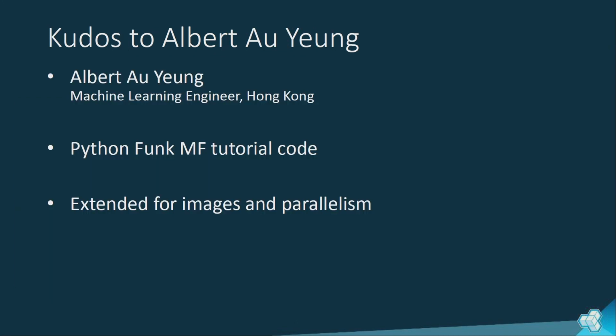When I learned about this method, I tried to find something in R. I couldn't find anything. I did find something subsequently, but instead of looking, I went and tried to write my own. So I found a little Python tutorial, a very simple article, which was very effective, and then rewrote everything in R. I added parallelism. I added its ability to handle images, and the guy who wrote that is Albert A. Young, a brilliant computer scientist and machine learning engineer in Hong Kong.